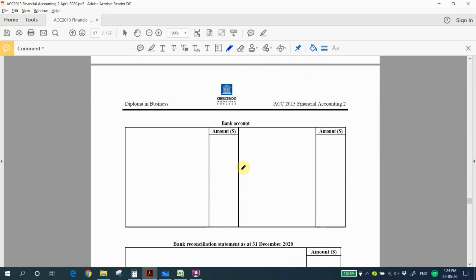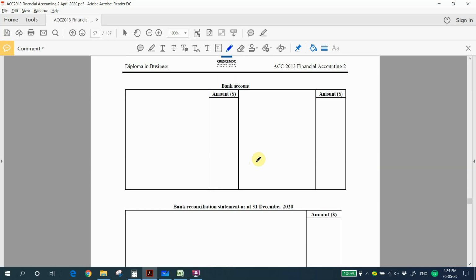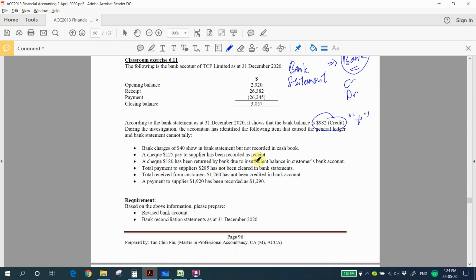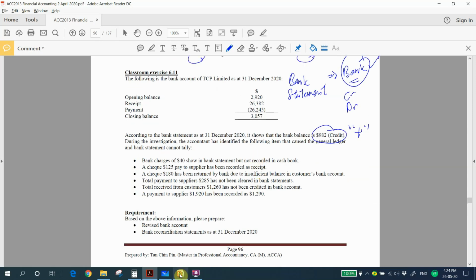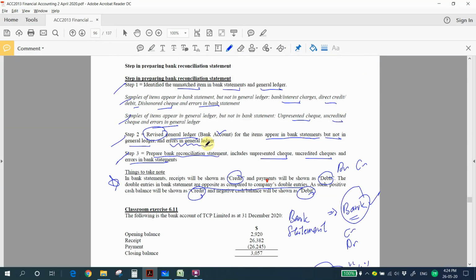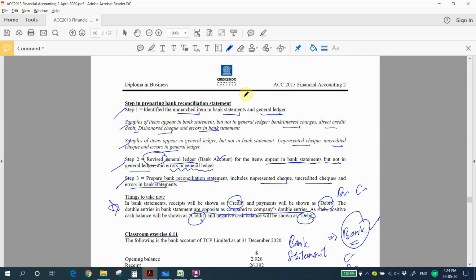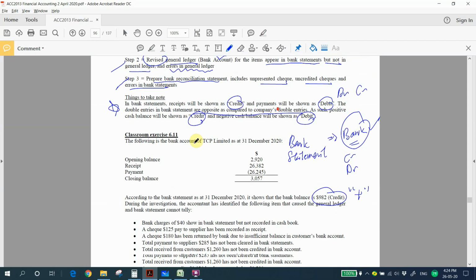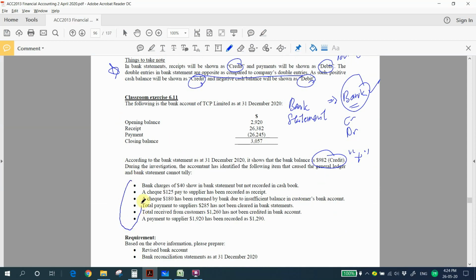The account is provided here. If you print out your textbook, you can draw here. For a better presentation, I will use Excel to present my answer. So we go back to here. The first step is to identify the unmatched items in your bank statement and your general ledger. Here it is already provided to you what the difference between them is.